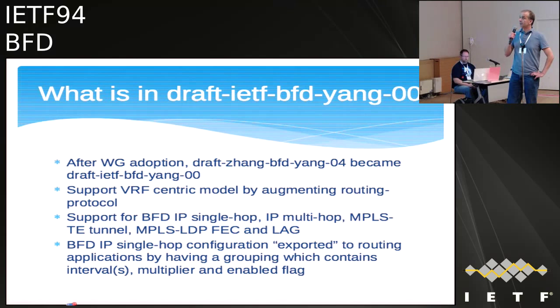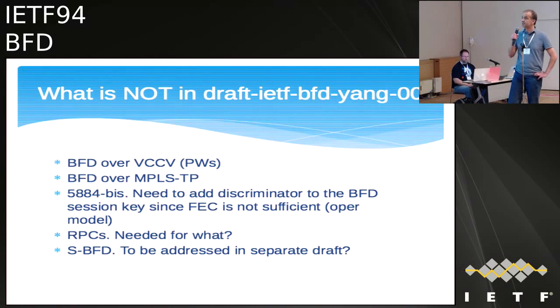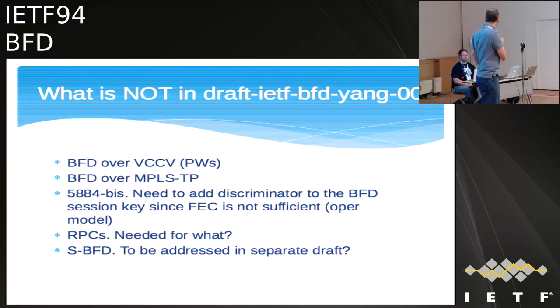What's not in the document: we do not have any VCCV. There's no MPLS-TP right now. 5884-BIS is not supported. We need to change the key to add a discriminator in there. We don't have any RPCs, so I think there were some ideas suggested as to what we would need RPCs for BFD. So if you have any suggestions on this. And seamless BFD. I think initially we had left seamless BFD out because it's not in an RFC yet, but it's getting closer, so we might decide to tackle that. Next slide.